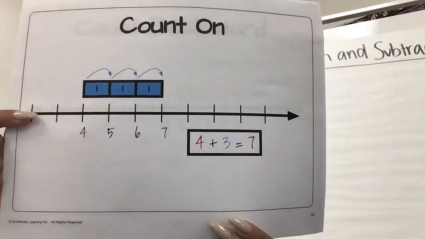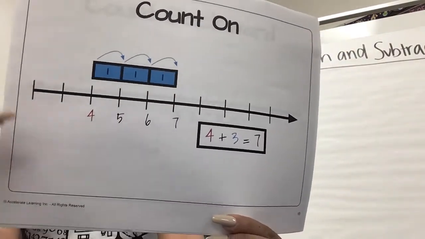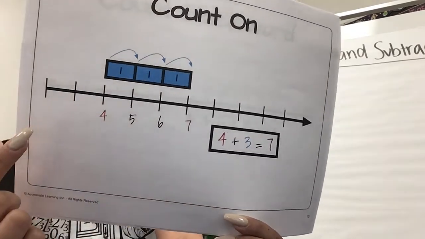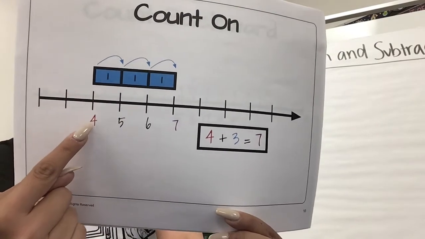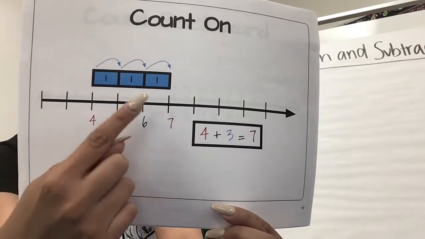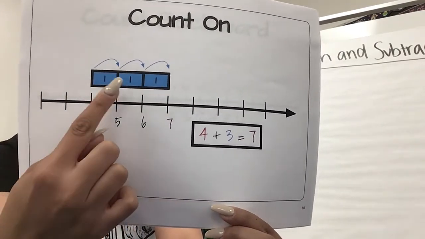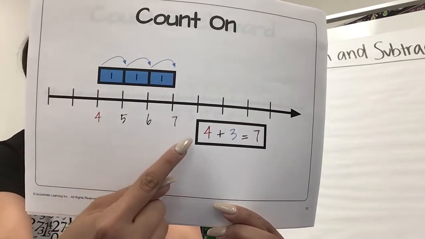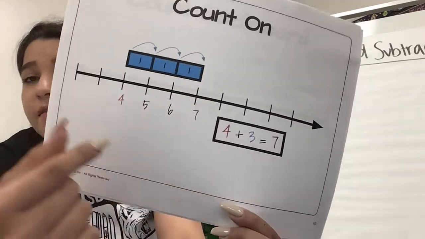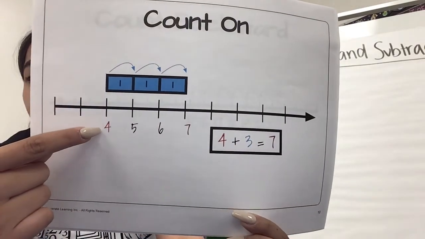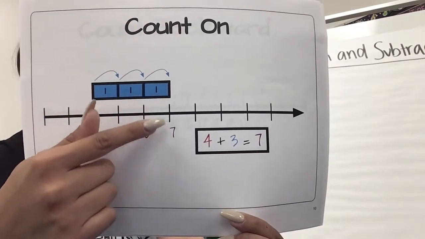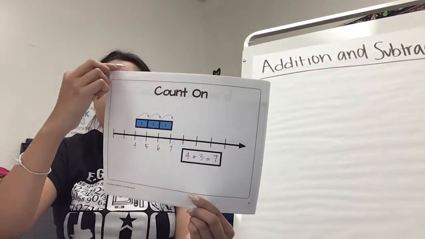Count on. This is when you can turn a number line into an equation. So you start at the number 4 and you count forward 3. 1, 2, 3. So you have 3 boxes. So it's 4 plus 3 equals 7. Or if you count from 4 and you count 3, you land on the number 7. That is count on.